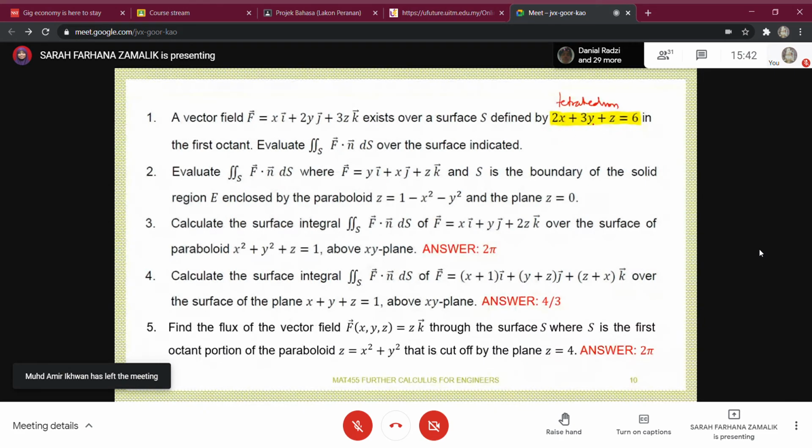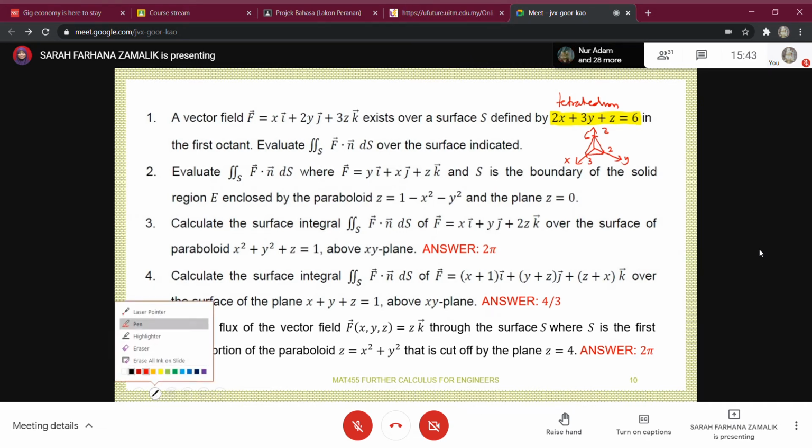So when x, y equal 0, because you want to sketch where the intercepts are, z is 6. When y, z equal 0, 2x equals 6, so x is 3. When x, z equal 0, 3y equals 6, so y equals 2. So yes, just connect the lines. This is the most basic one, the tetrahedron. So that's how you sketch your tetrahedron.